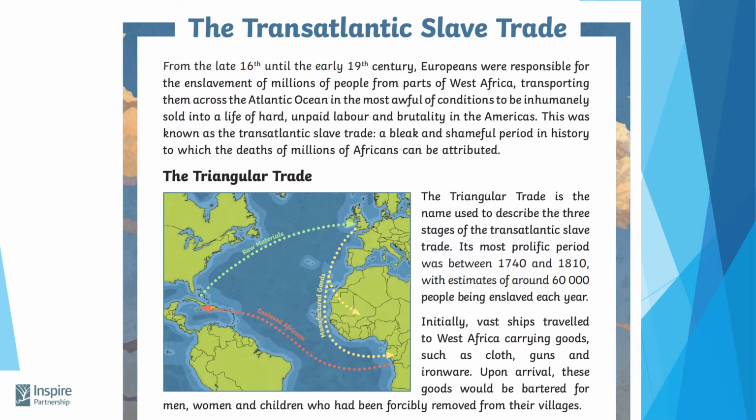The triangular trade is the name used to describe the three stages of the transatlantic slave trade. Its most prolific period was between 1740 and 1810, with estimates of around 60,000 people being enslaved each year. Initially, vast ships travelled to the West African coast, carrying goods such as cloth, guns, and ironware. Upon arrival, these goods would be bartered for men, women, and children who had been forcibly removed from their villages.